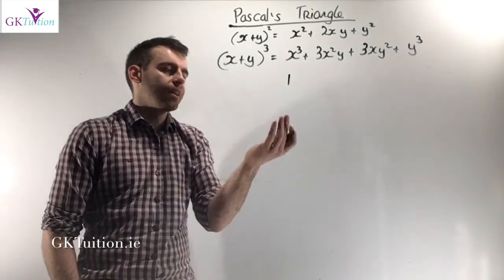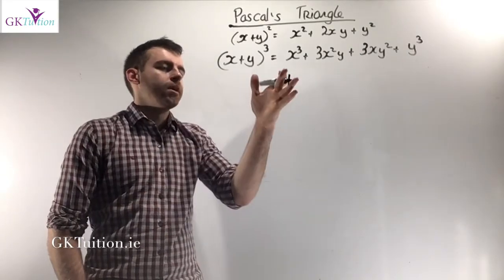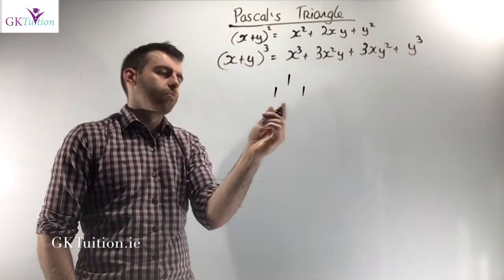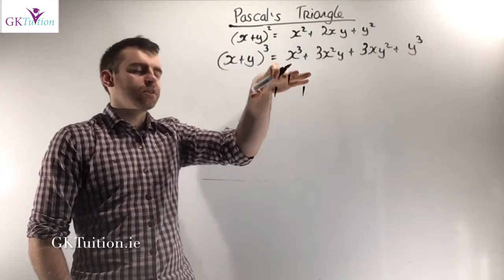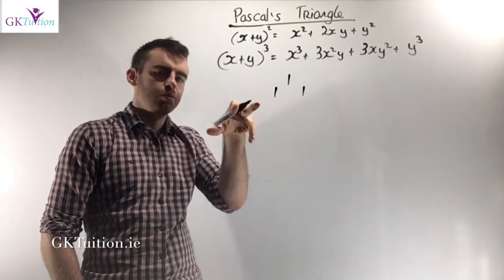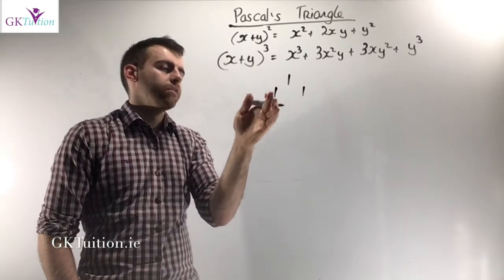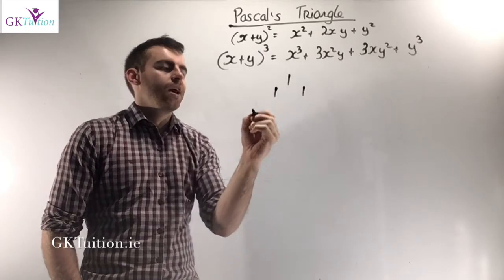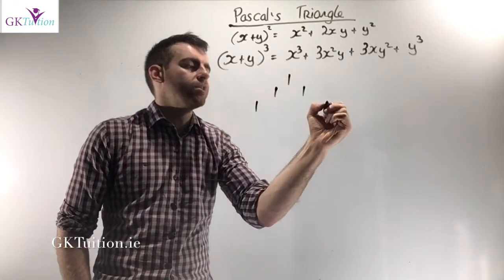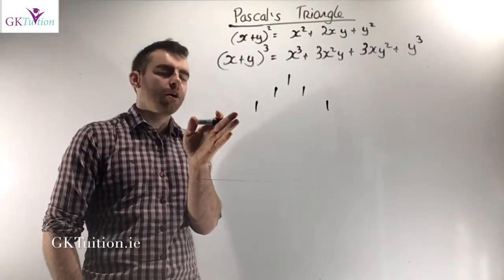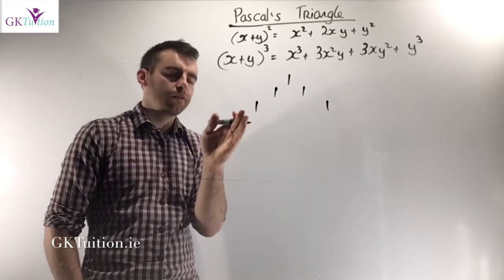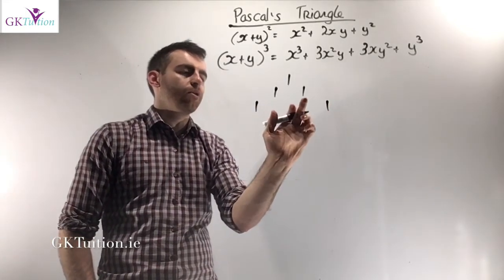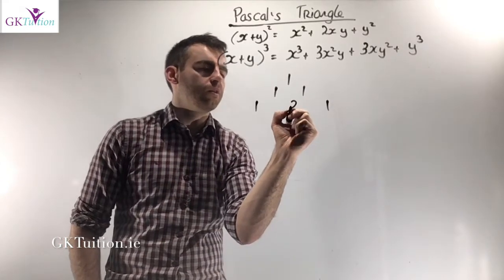Pascal's triangle is exactly what it says on the tin. It's a triangle. You start off with a 1. The first line is just a 1, the second line there's 2 1s, the third line there's going to be 3 numbers, the fourth line there's going to be 4 numbers, and then 5 numbers. In each case, the first number will always be 1, and the last number will always be 1. And the number that goes in here is whatever these 2 add up to. 1 plus 1 gives me 2.